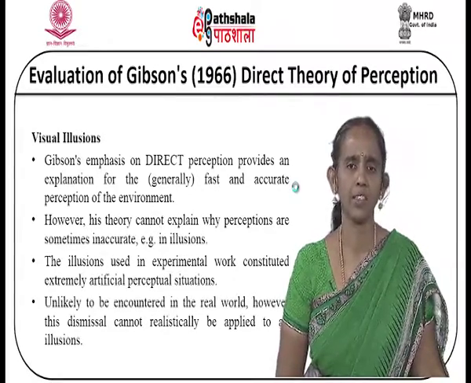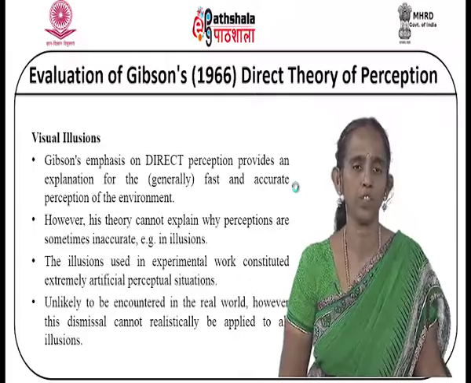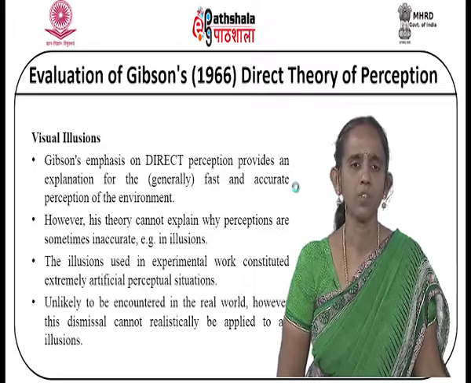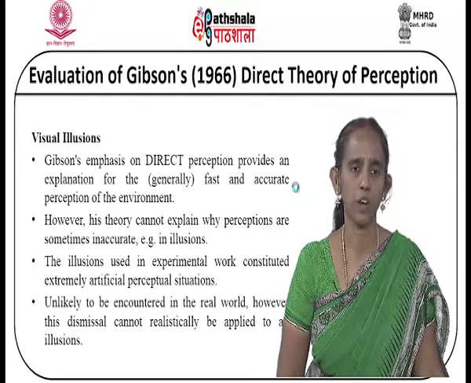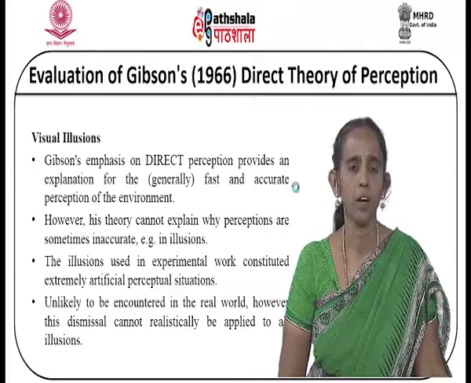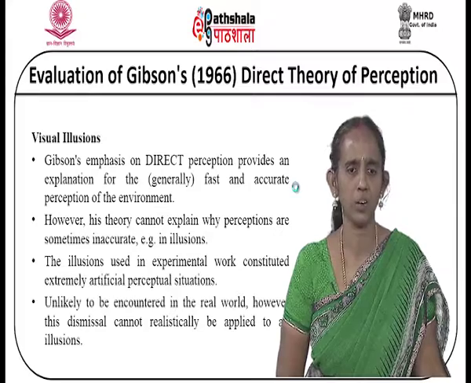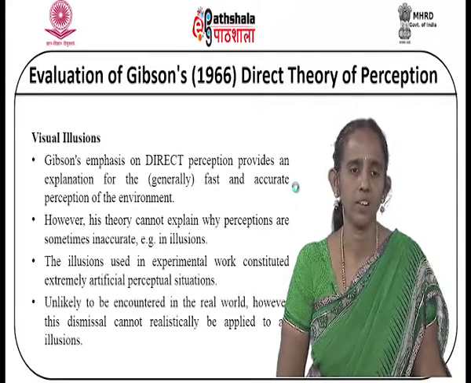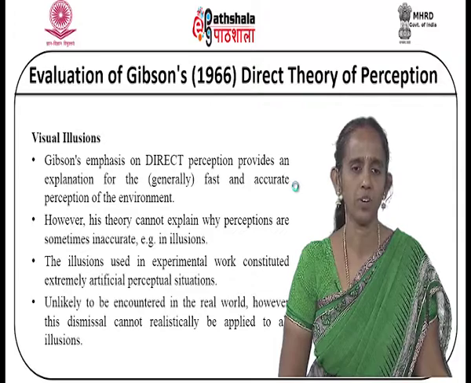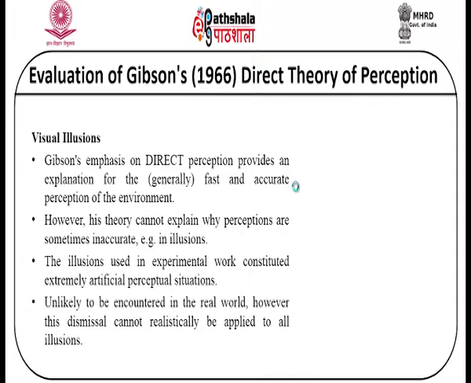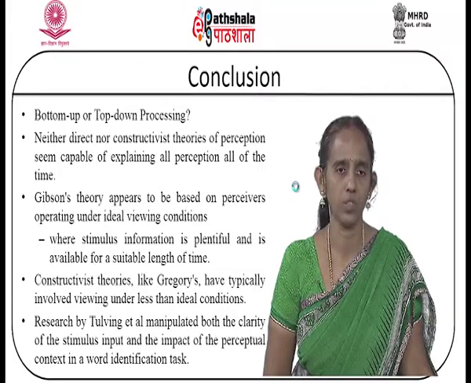Evaluation of Gibson's direct theory of perception talks about visual illusions. Gibson emphasizes direct perception, which provides an explanation for the fast and accurate perception of the environment. However, his theory cannot explain why perceptions are sometimes inaccurate. Examples are illusions. The illusions used in experimental work constitute extremely artificial perceptual situations, unlikely to be encountered in the real world. The dismissal cannot realistically be applied to all illusions.